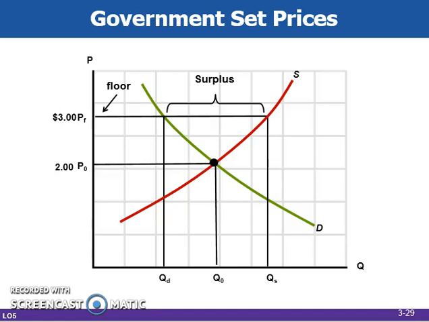The effects of a price floor can be seen in the following graph. Notice PF, representing the government's price floor, has been set above the equilibrium price. When the price floor is above the equilibrium price, a persistent product surplus results. Here, that surplus is shown by the horizontal distance between the quantity supplied and the quantity demanded.